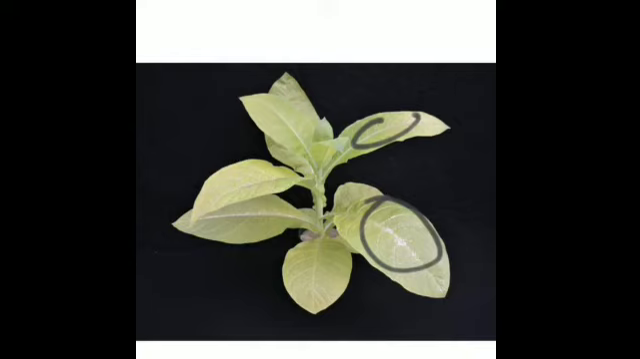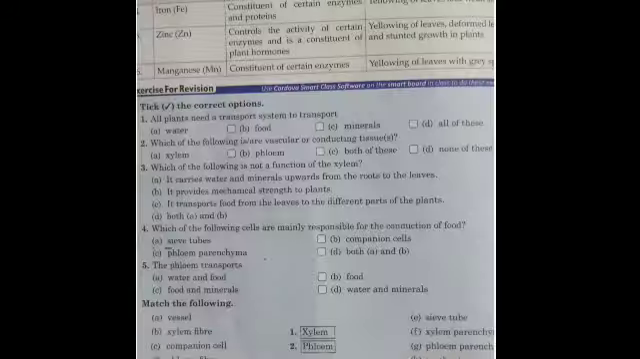Now move on to the exercise on the same page. First question, that is, tick the correct option. All plants need a transport system to transport water, food, minerals, or all of these. It is all of these. Then which of the following is our vascular conducting tissues? Xylem or phloem? Both of these or none of these? It is both of these.